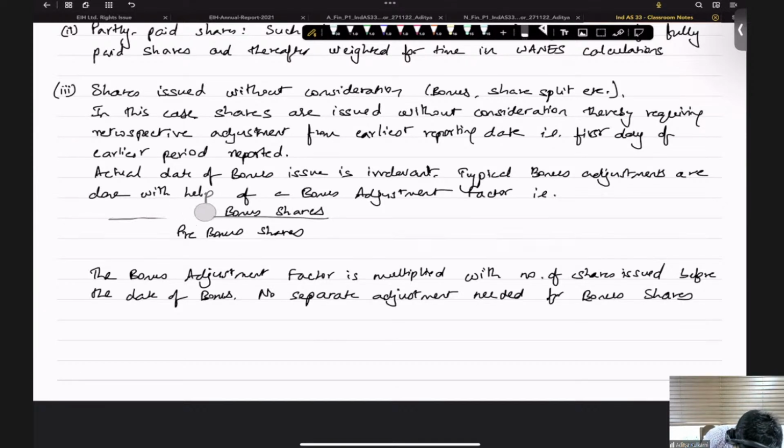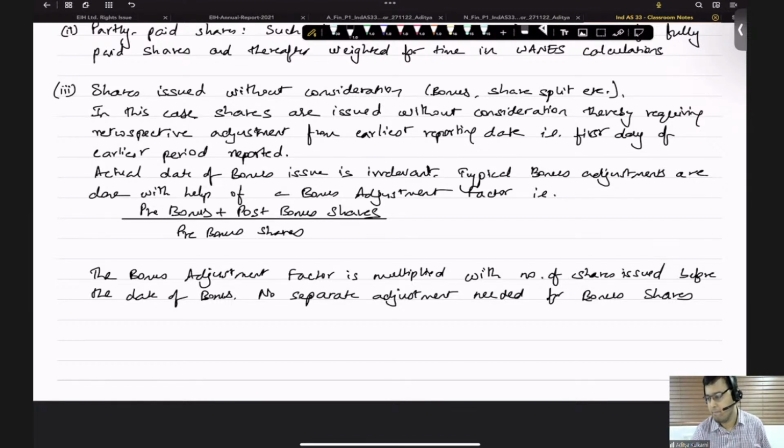Numerator, my mistake. Plus post bonus shares. Pre-bonus plus post-bonus shares divided by pre-bonus shares. Okay.